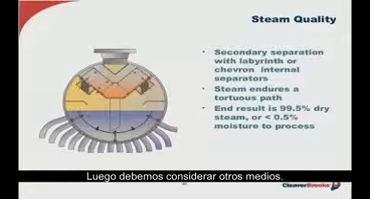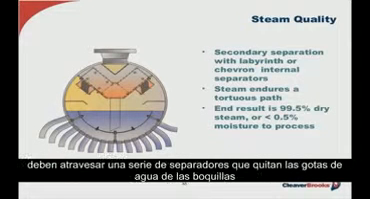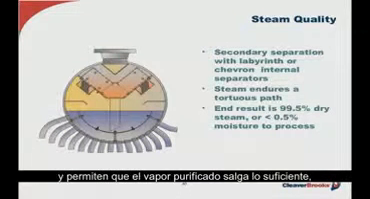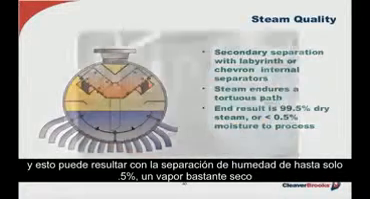Next, we may have to consider other means, such as drum internals, as standardly found in the industrial water tube boilers, wherein the steam released from the generating tubes must go through a series of baffles, which essentially knock the water droplets from the steam and allow the purified steam to exit the nozzle. And as you can see, this can result in moisture separation to as low as 0.5%, pretty dry steam.